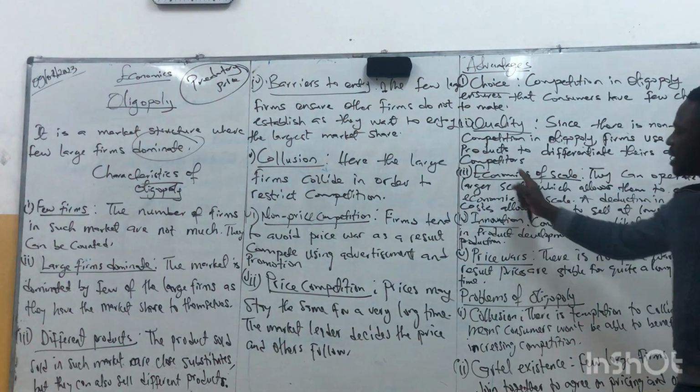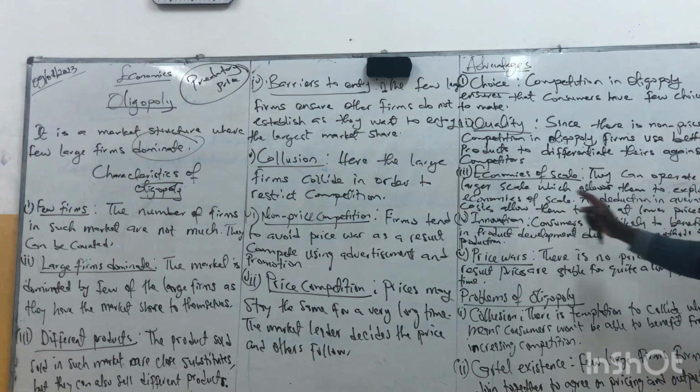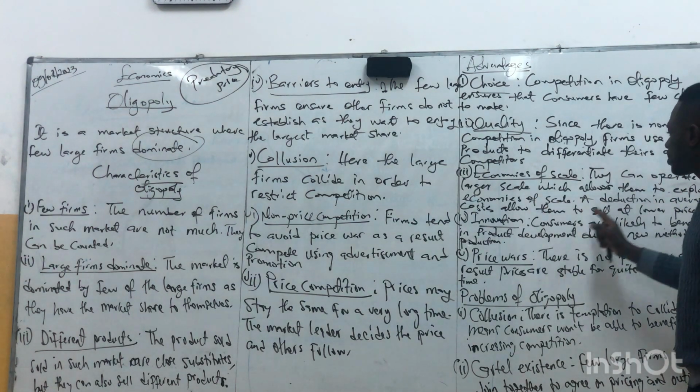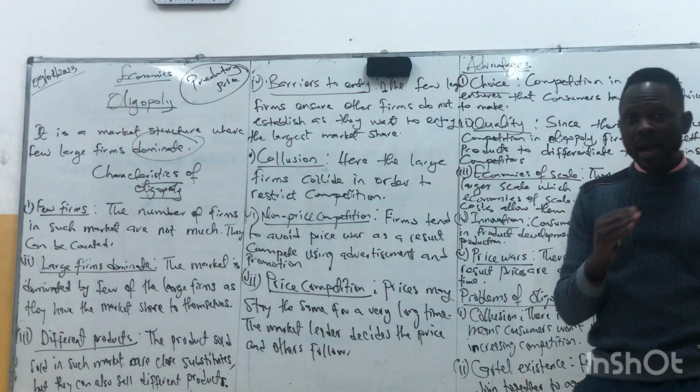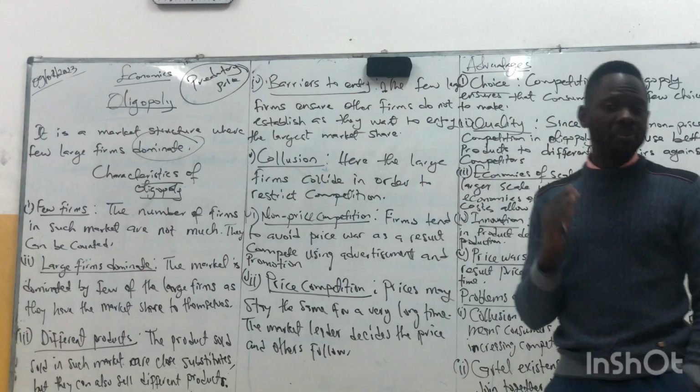The third one, economies of scale. They can operate on a large scale, which allows them to exploit economies of scale. A reduction in average cost allows them to sell at lower prices. Customers might be able to buy at a lower price.